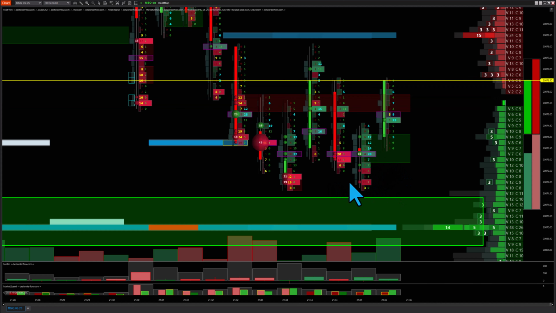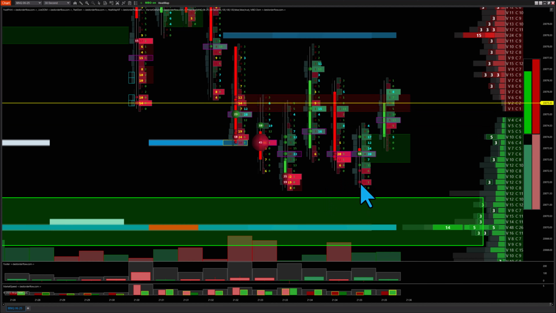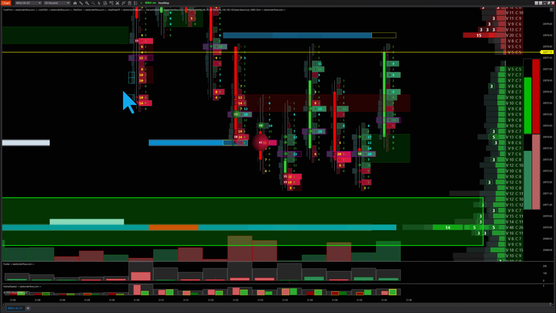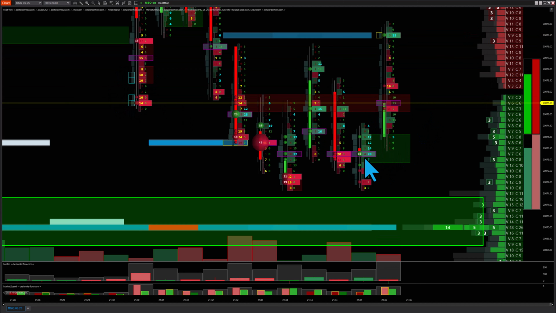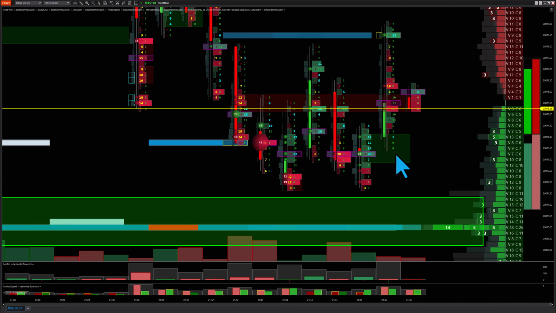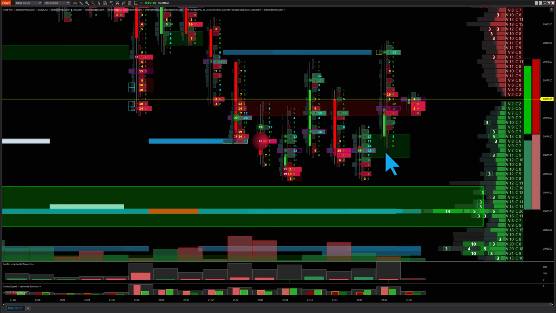And there's absorption right there. You can turn on more, like this is absorption. Okay, this is absorption, by the way. This is a footprint absorption. So you can turn on a bunch of functions on the footprint and trade with the footprint. That gives a lot of information.